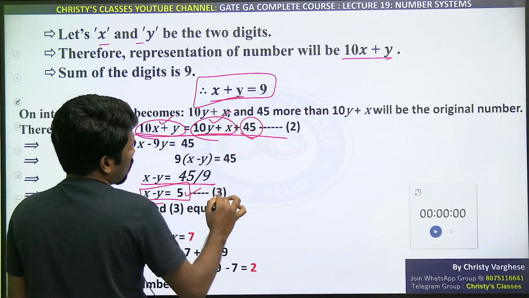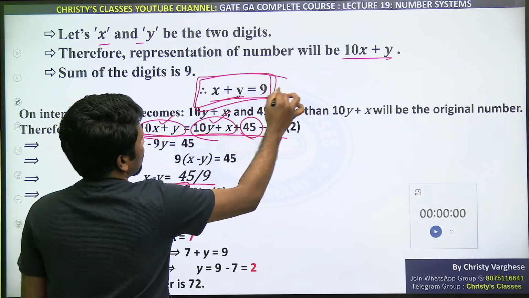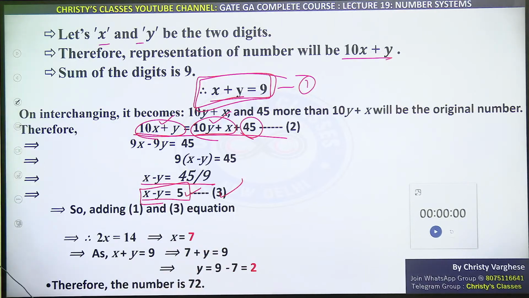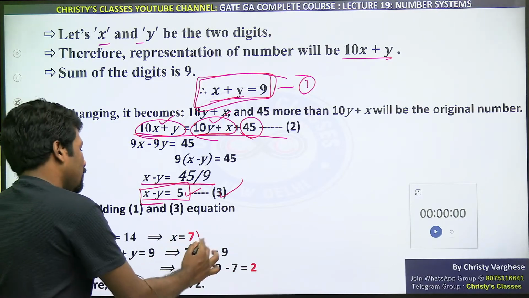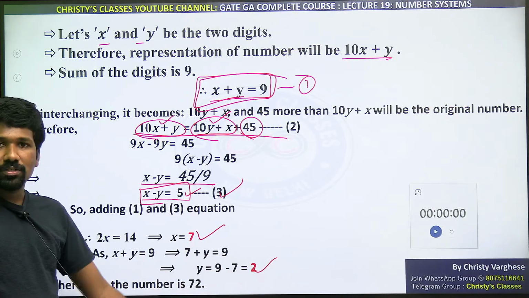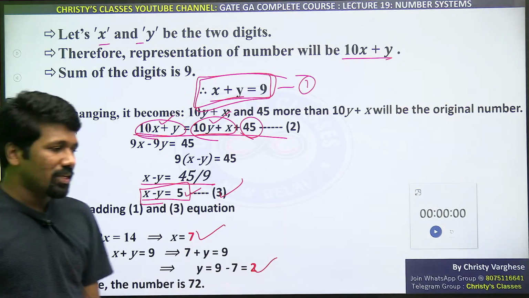x minus y equals 5, x plus y equals 9. If we simplify the first equation and the third equation, we will get the values of x and y. The value of x will be 7, the value of y will be 2. xy is the original number, so 72 is the answer. That is the direct method.